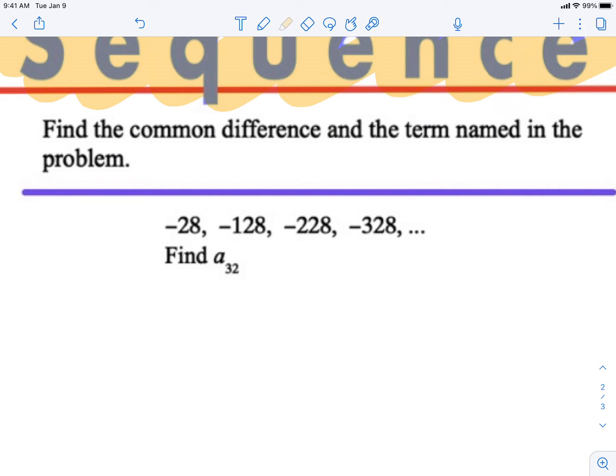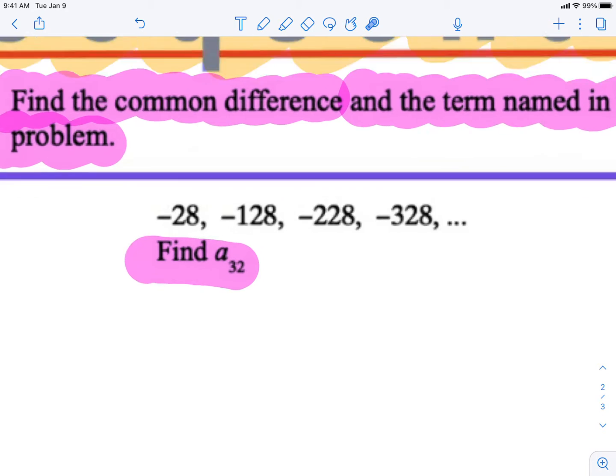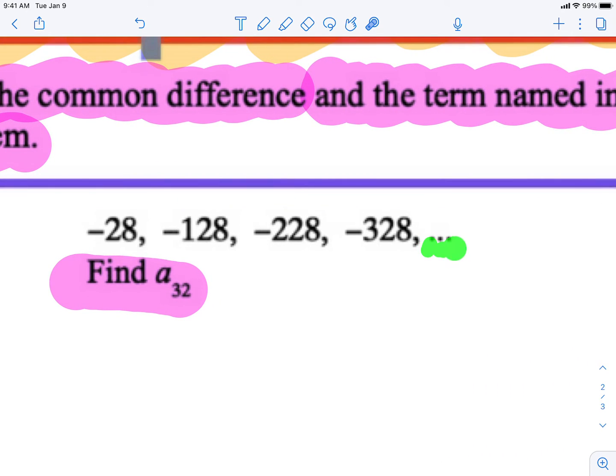Our second example is, once again, we are going to find the common difference and the term named in the problem. Okay? We are going to find the common difference, and then we're going to find the term named in the problem. This problem wants us to find the 32nd term, everyone. 32nd term. Not the term 3 terms after. It doesn't say find the next 3 terms. It says find the 32nd term.